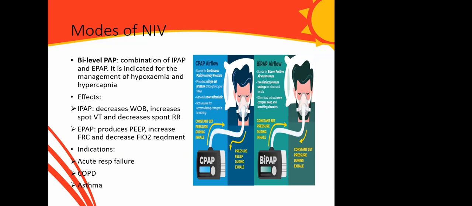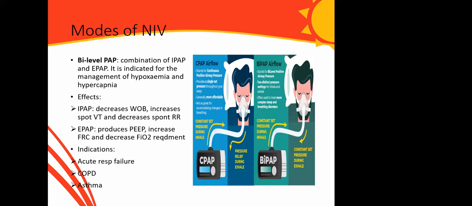Because in BiPAP, you have both inspiratory positive air pressure and expiratory positive air pressure. Each of the components of BiPAP has its own functions and indications. For instance, inspiratory positive air pressure decreases the patient's work of breathing, increases spontaneous tidal volume, and at the end of the day, reduces spontaneous respiratory rate because of the support that is given during inspiration.